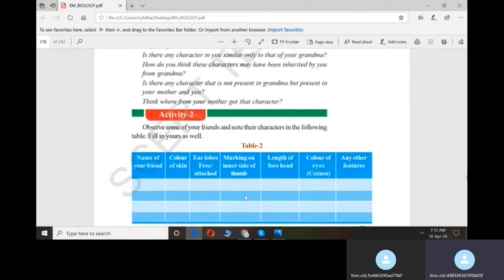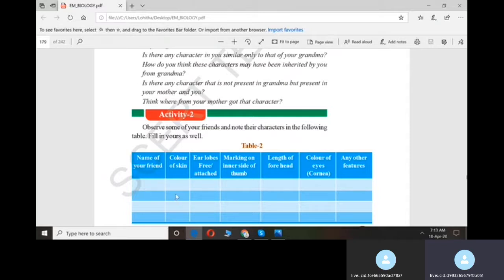Here the table is showing the name of your friend, color of skin, earlobes free or attached, marking on the inner side of the thumb, length of forehead, color of eyes, and any other features. Say you take one of your friends, like Ramesh. You see his color of skin, let us say brown. Earlobes, it is free. Marking on inner side of thumb, yes, it is there. Length of forehead, more. Color of eyes, black. Any other features? Curly hair. And the name of another friend, Raghu.